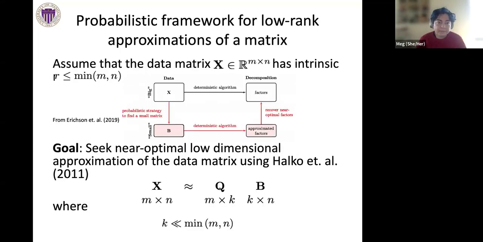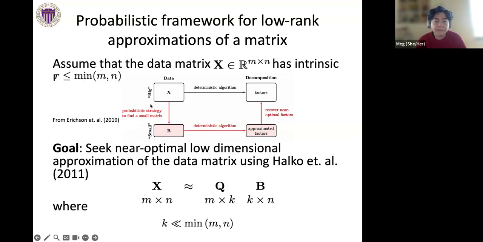Let me lay out the probabilistic framework briefly. Assume that our data matrix X has an intrinsic rank which is much smaller than the measurement space. The basic idea of the probabilistic algorithms is to employ a degree of randomness in order to derive a smaller matrix B from the much larger data matrix X. The randomness should not obscure the dominant spectral information that is present in the data, as long as the original data has some low-rank structure. Then a deterministic algorithm can be applied to the smaller matrix B to compute the decompositions.